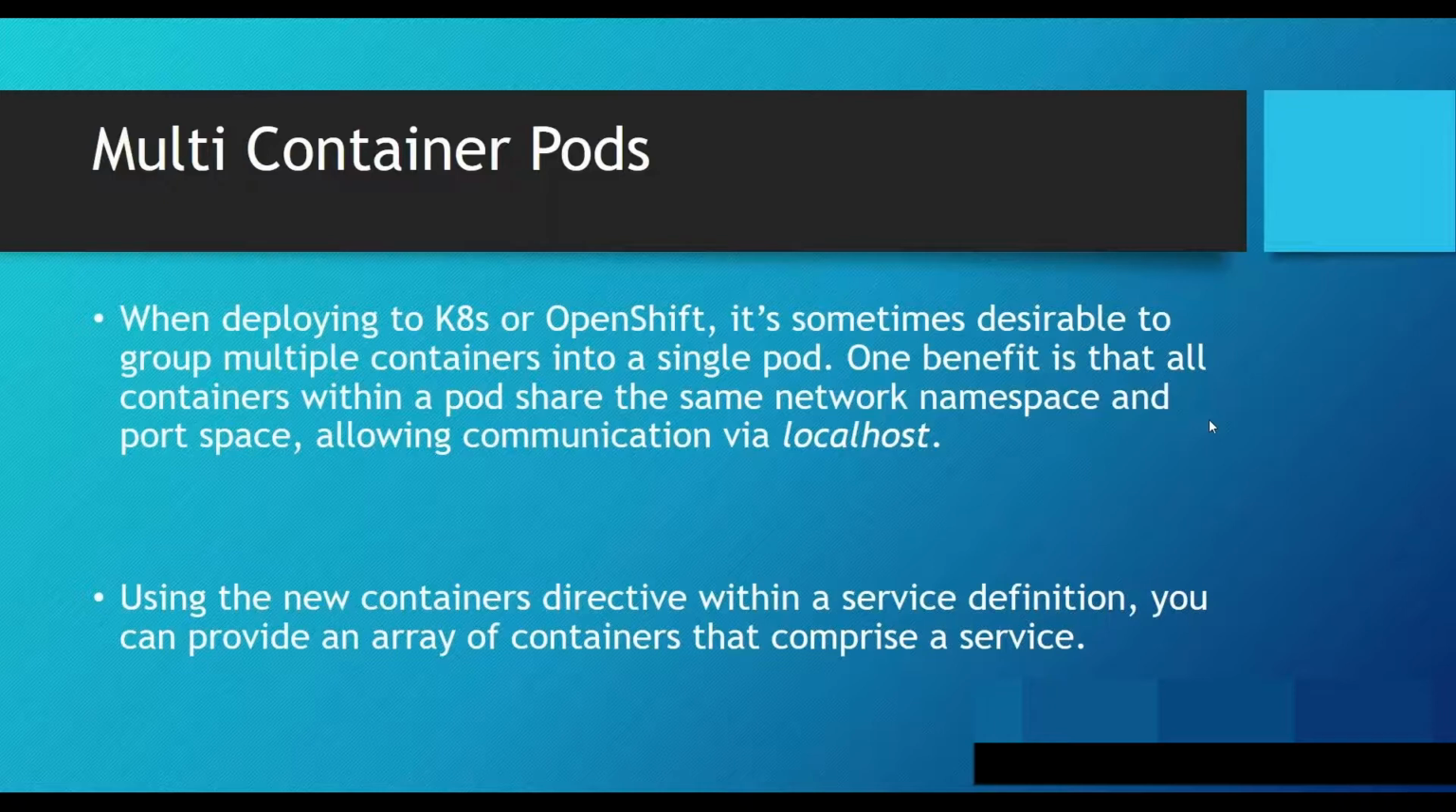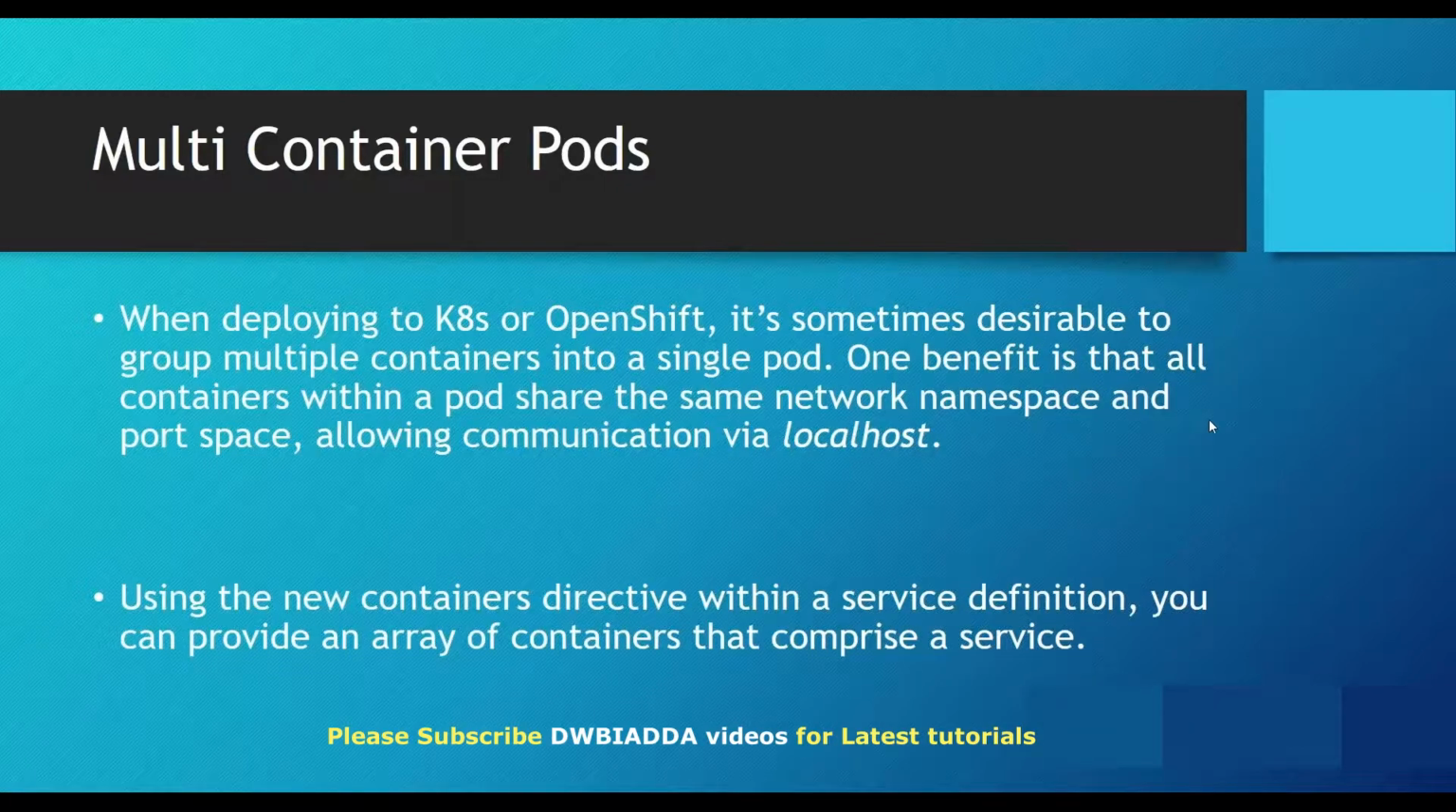One benefit is that all containers within a pod share the same network namespace and port space, allowing communication via localhost. So whenever we are deploying K8s clusters and we want to group multiple containers inside a single pod, then we can share the resources within the same network namespace. And using the new containers directive within the service definition, we can also provide an array of containers that comprise a service. So in today's tutorial we will be using the Django service for configuring the multiple container pods in a single network space.